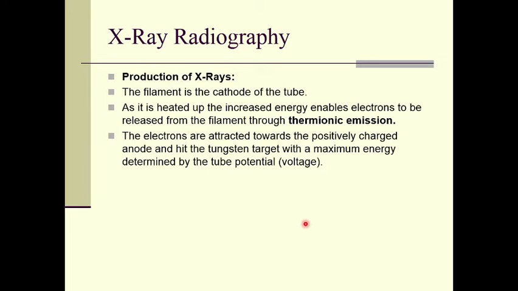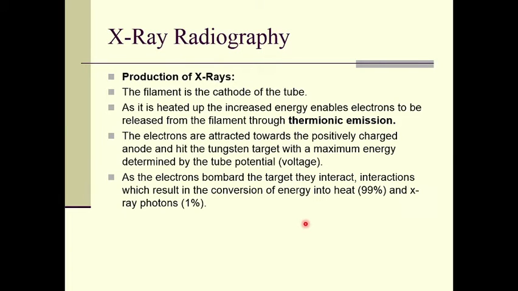Determined by the tube potential, or voltage. So we know that the electrons are negatively charged, so they will be attracted towards the positively charged anode, right, and they will hit the target. So that target is made up of tungsten, right? So the anode is made up of tungsten material, right?